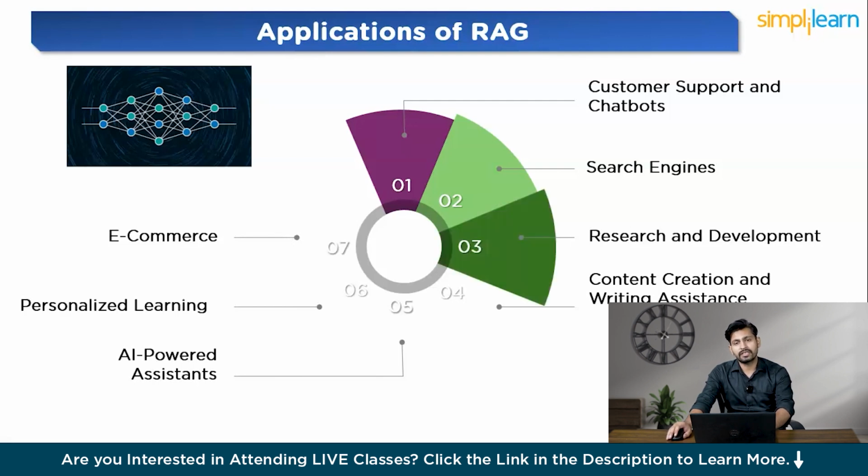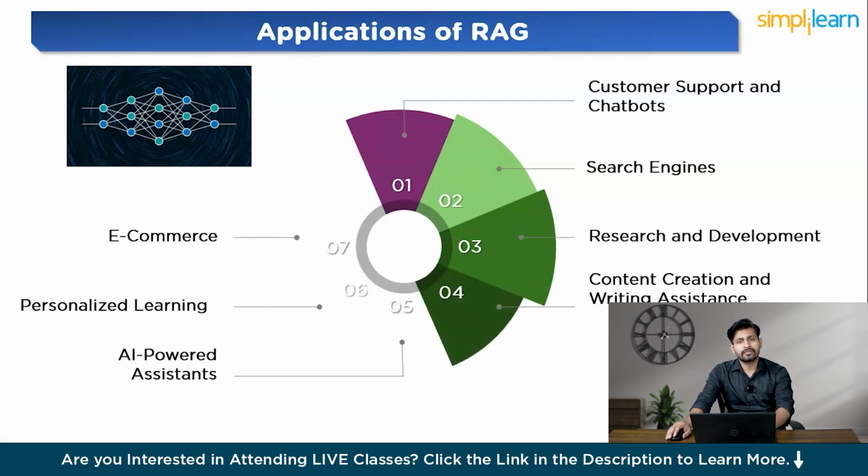Next, we have research and development. In R&D environments, RAG can assist researchers in accessing the latest scientific publications, patents, and reports. It can generate summaries or new insights based on retrieved data from databases or academic journals, helping scientists stay updated on the new findings without manually going through the large volume of research.